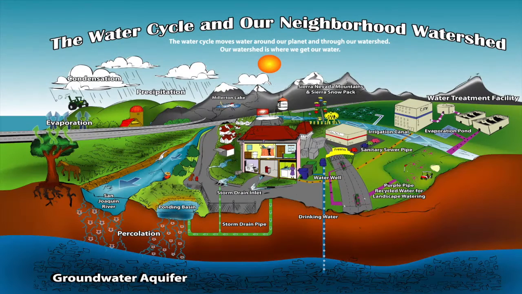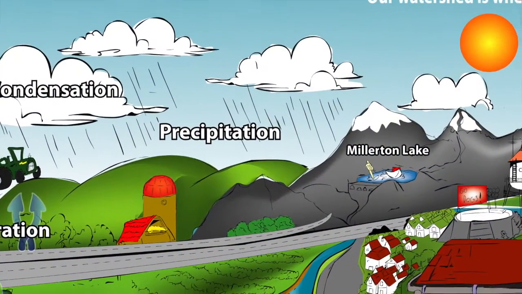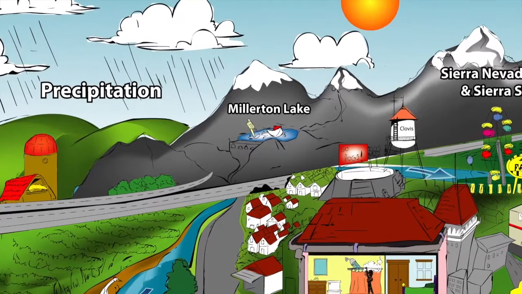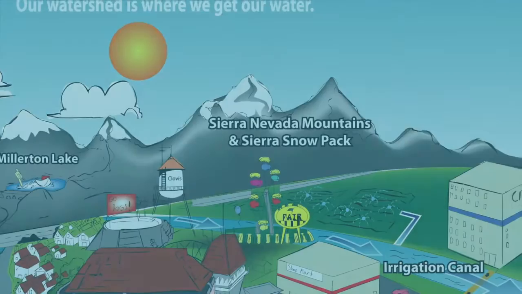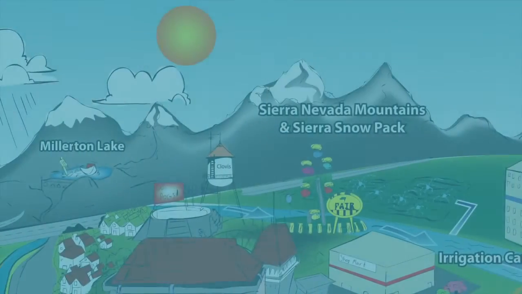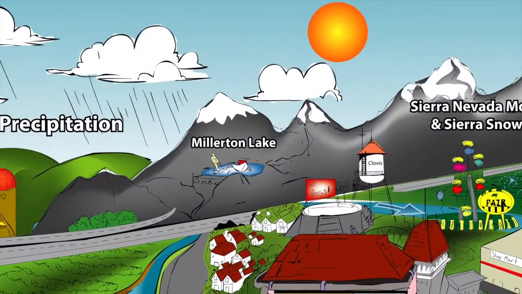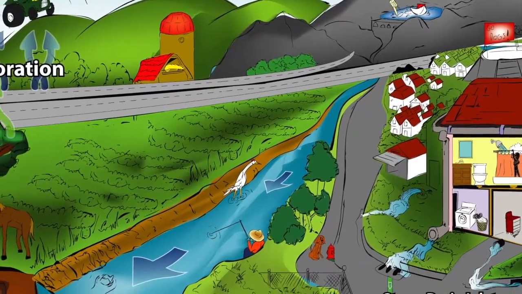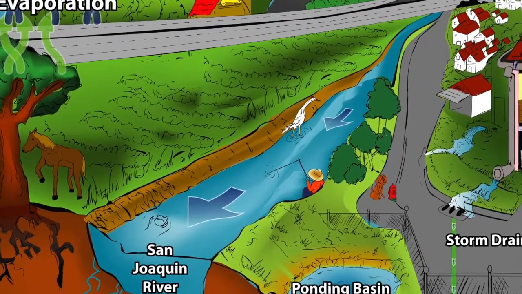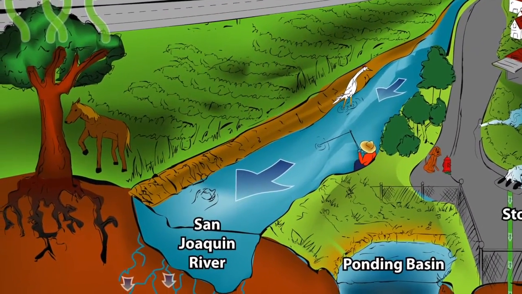The water cycle in our neighborhood watershed. The water cycle moves water around our planet and through our watershed. Our watershed is where we get our water. Each winter, precipitation falls as snow in the Sierra Nevada mountains and creates the Sierra Snowpack, which is stored during the winter. Beginning in the spring and lasting into the summer, the Sierra Snowpack melts and flows down the mountains into the San Joaquin River and the Kings River. Some of this water is used for agriculture, which is the San Joaquin Valley's number one industry.